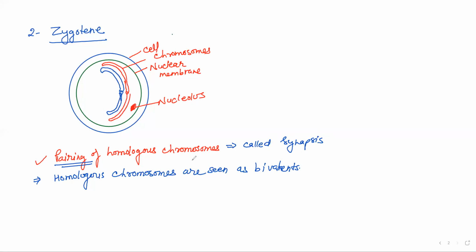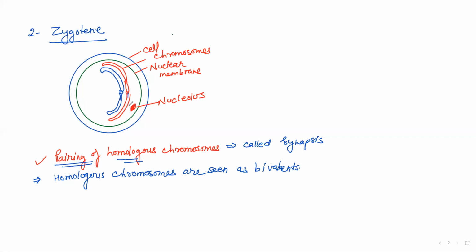These two homologous chromosomes are similar in shape, size and structure, and they are inherited from either parent. So each chromosome here forms a pair, that is homologous chromosome pairing. So why this pairing?